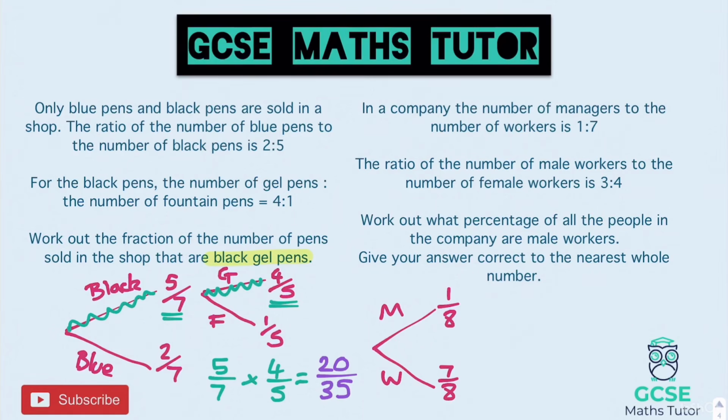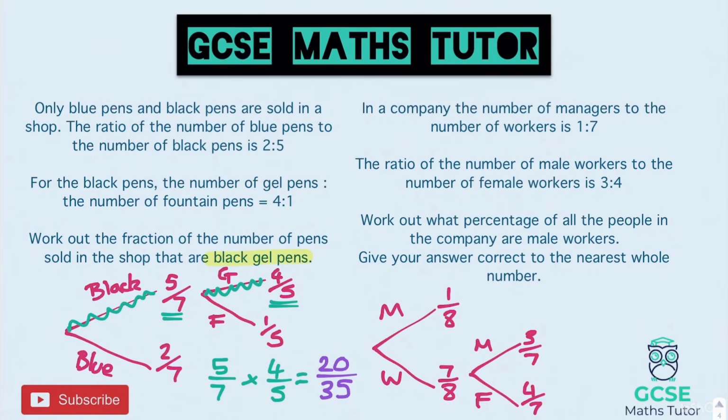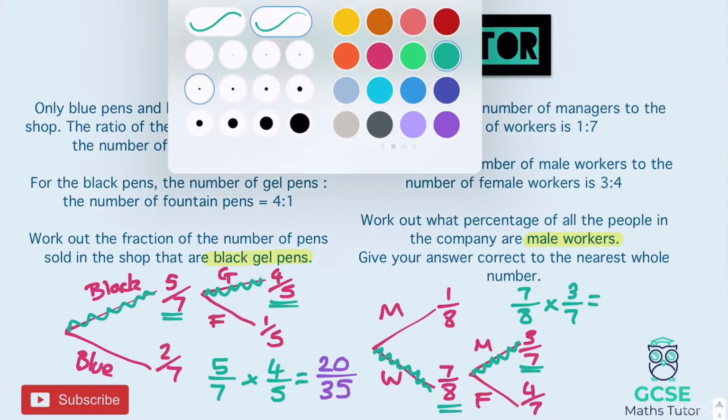Then it talks about the workers, and it says we've got male and female. There we go, so male and female, and that's the ratio 3 to 4, so that's out of 7. So the males is 3 out of 7, and the females there is 4 out of 7. And again, we just need to find the route we're looking for. So in this question, it says what percentage of all the company are male workers? Right, okay, so looking at this then, we are going down the workers route, and that gives us our 7/8, and then we are going up the male route, which is 3/7. So again, we just need to times them together. That's going to give us the male workers, so we've got 7/8, and we're going to multiply that by the 3/7, and again, that's going to give us our final answer as a fraction.